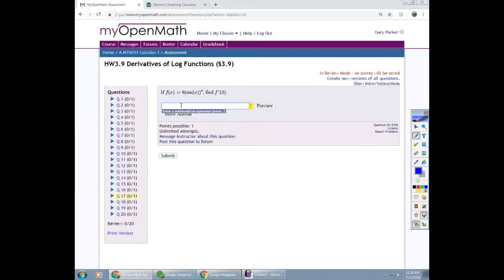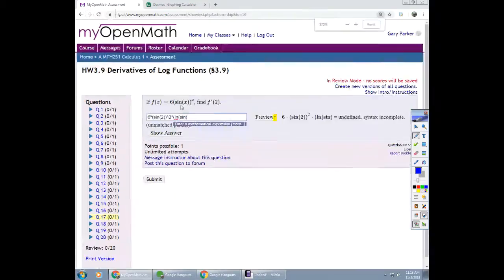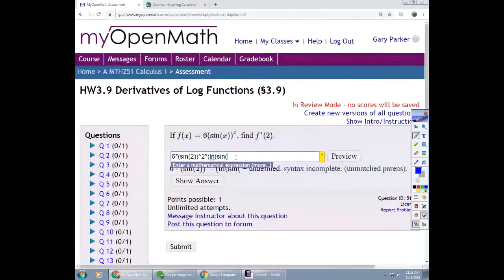Oh, enter a mathematical expression. So I could have entered all of that in here just for fun. Let's try it for fun. 6 times, parentheses, the sine of 2 raised to the second, times the natural log of the sine of, I guess I should blow this up. Wait, aren't you plugging it in for F2? For F prime of 2? Yeah. 2, close parentheses, close the log, add 2 times the cotangent of 2, close.